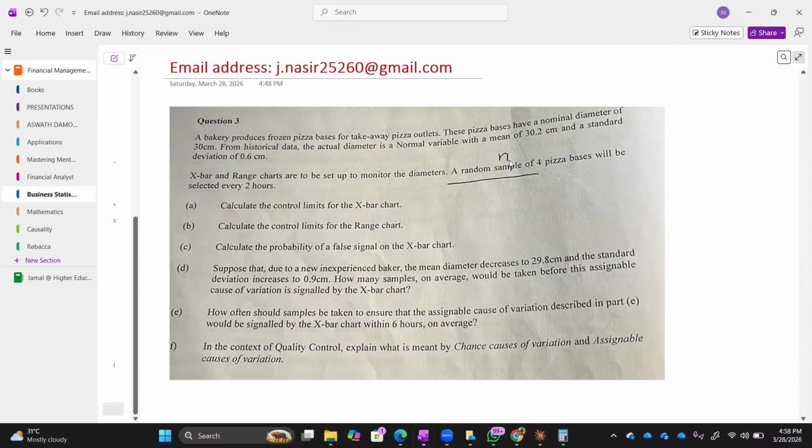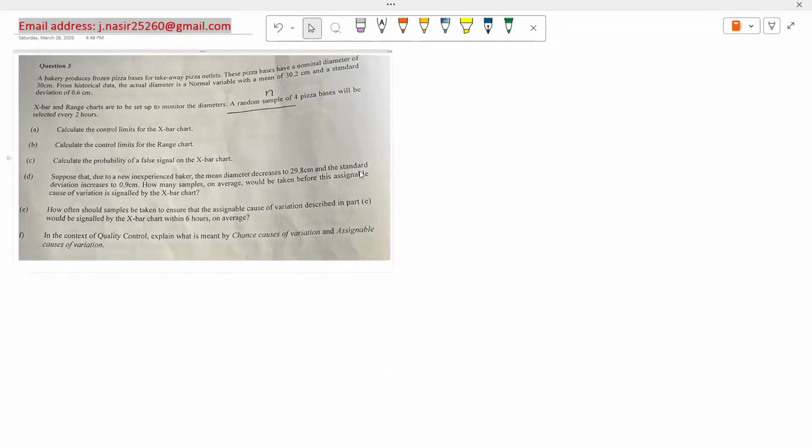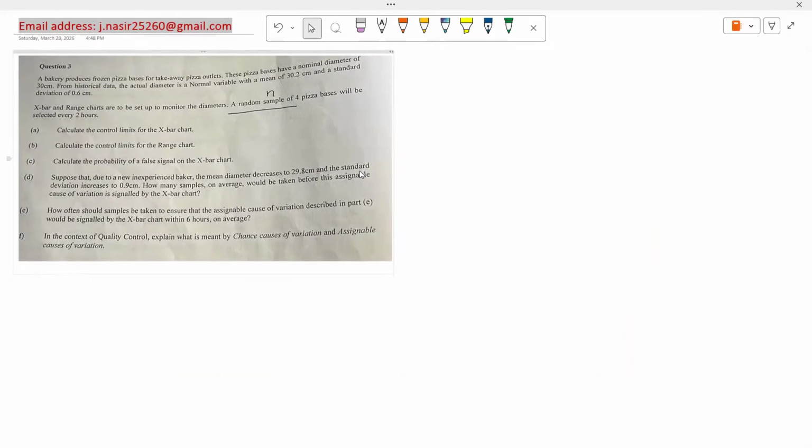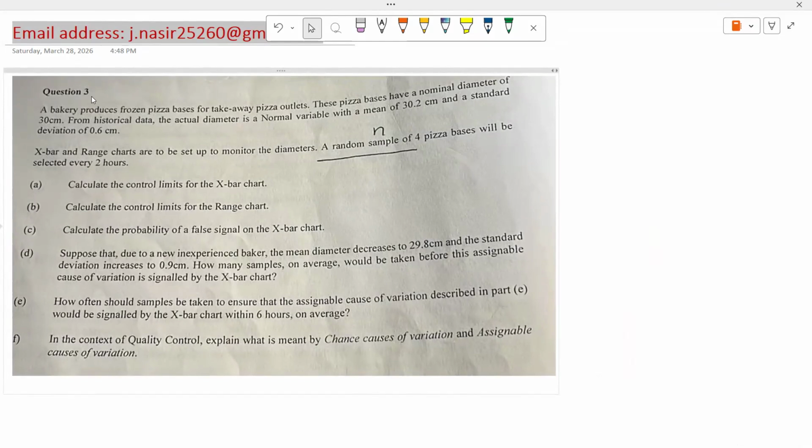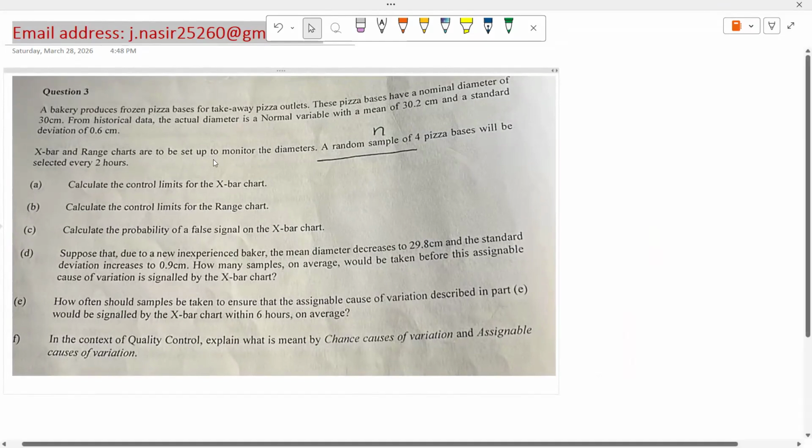Now this is a bit lengthy question, about a bakery, and I'll just solve it because I think we have gone through the concepts in the previous questions. A bakery produces frozen pizzas for takeaway pizza outlets. These pizzas have a nominal diameter of 30 centimeters, so don't confuse it with your mean. 30 centimeters is not your mean. They will explicitly tell you what your mean is.